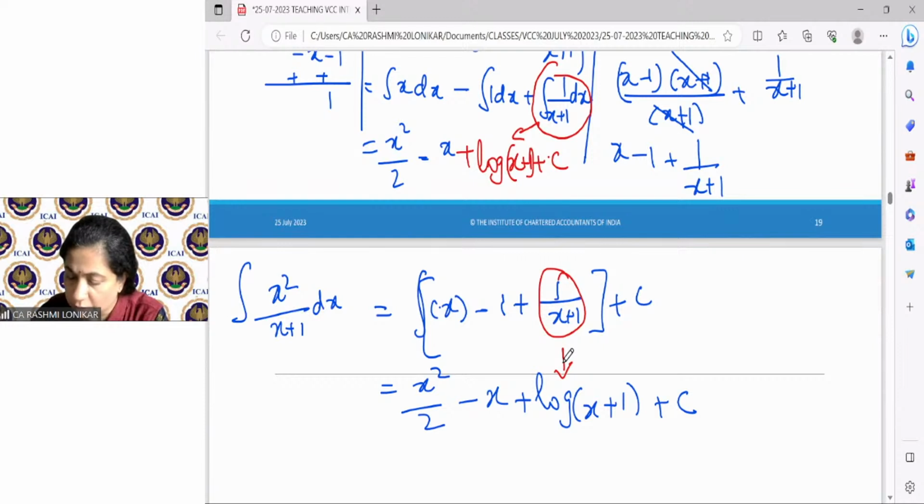Yes, Yamini, there is a typing mistake. Ayush, that only I have done. Okay. So maybe if the PDF is not visible right now, it will be visible after some time. Okay. Yes.